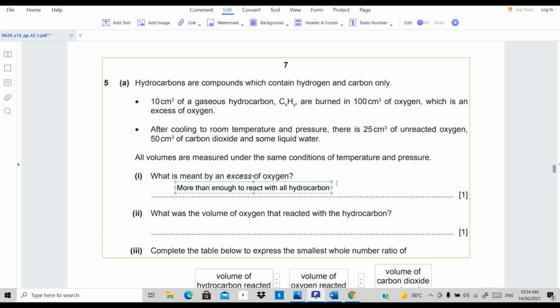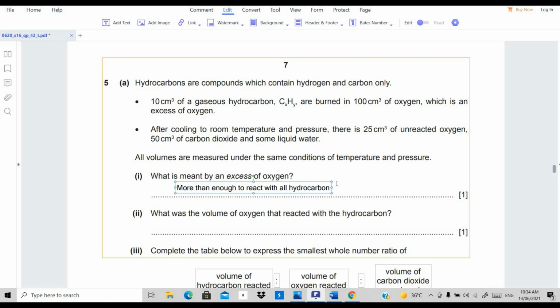What was the volume of oxygen that reacted with the hydrocarbon? Okay, so you might be thinking we need to use the equation volume equals moles divided by 24. That's not the correct way of doing this. It's a 1 mark question, remember? No calculation involved. So what was the volume of oxygen they are asking that reacted with the hydrocarbon? Okay, it's a simple answer. Firstly, check the first statement. What information have they given you about oxygen?